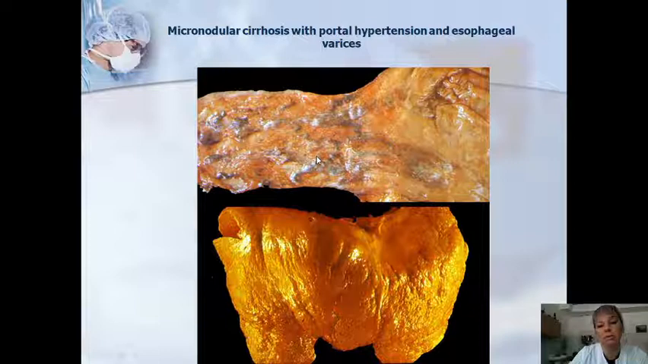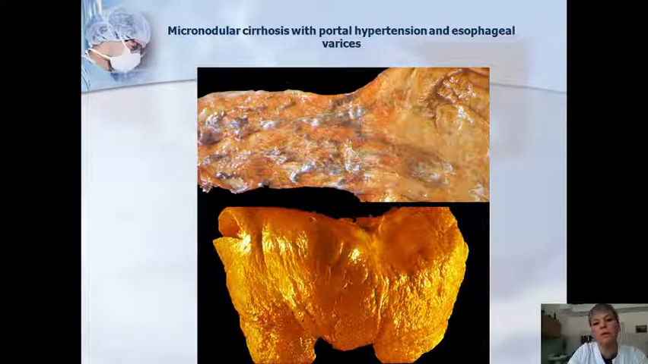As a complication of cirrhosis, we see portal hypertension as a result of pressure on the portal vein from the many nodes. As a result, we see accumulation of liquid in the abdominal cavity, ascites formation, and expanded veins in the esophagus, in the anus, and in the abdominal skin.